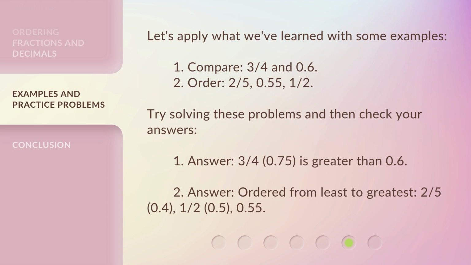1. Answer: 3/4, 0.75, is greater than 0.6. 2. Answer: ordered from least to greatest, 2/5, 0.4, 1/2, 0.5, 0.55.